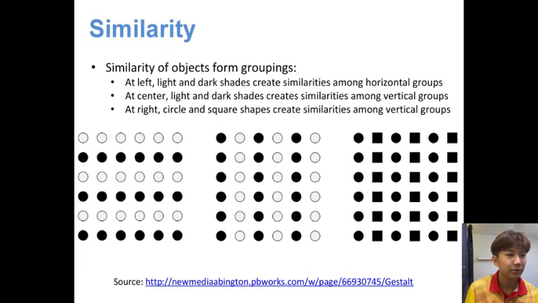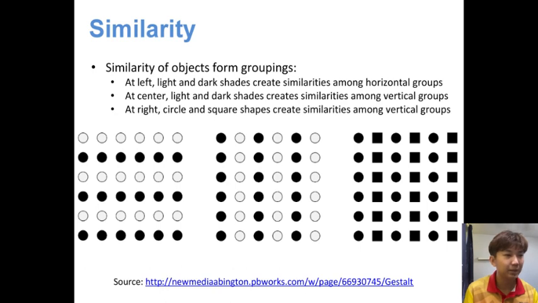For example, we have these three pictures. In the picture at the left, you can see that the light and dark shapes create similarities among the horizontal groups. In the picture at the center, the light and dark shapes create similarities among the vertical groups. And in the picture at the right, you can see that the circle and square shapes create similarities among vertical groups.